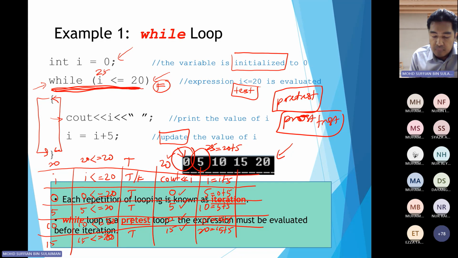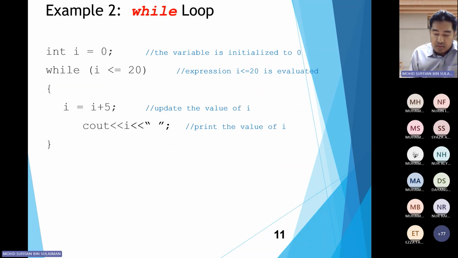Post-test is where we do the statement first, and then we test. That's why we use do while. So do while is a post-test. The one and only post-test. Okay, next, this one. What will be the output? Can you guess?